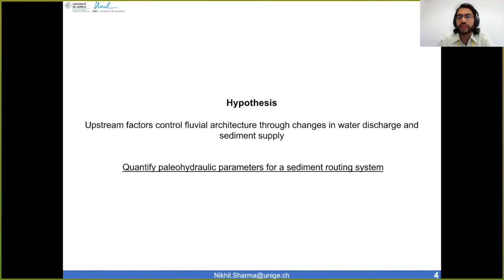So the main hypothesis that I am testing through my project is to look at if upstream factors control fluvial architecture through changes in water discharge and sediment supply. And the second approach, apart from numerical models, could be to quantify some paleohydraulic parameters for a natural sediment routing system.